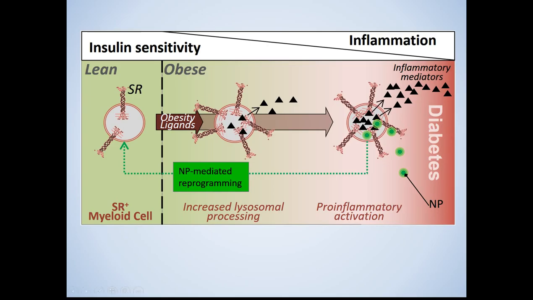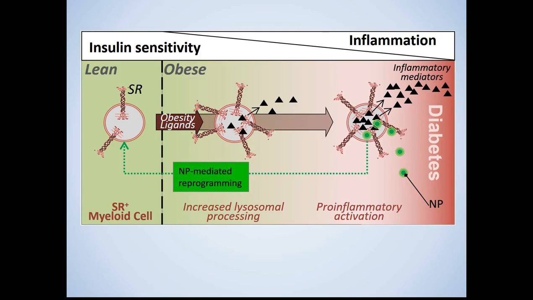So in lean tissue, or in the lean condition, myeloid cells that express scavenger receptors seem to be highly sensitive to this environment. So the idea was that in obesity, you get this microenvironment of obesity ligands that stimulates the cells, and they may upregulate scavenger receptors and become even more sensitive. This processing would result in inflammatory mediators that would increase inflammation within tissues and eventually lead to metabolic disease.